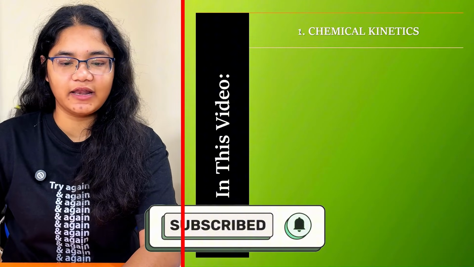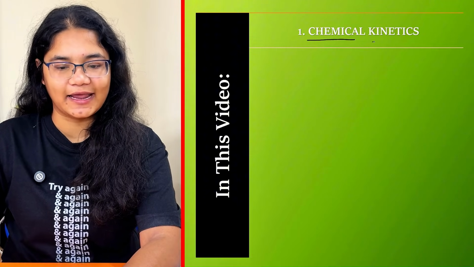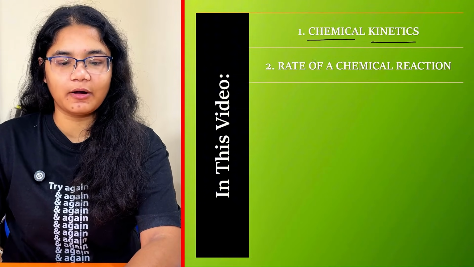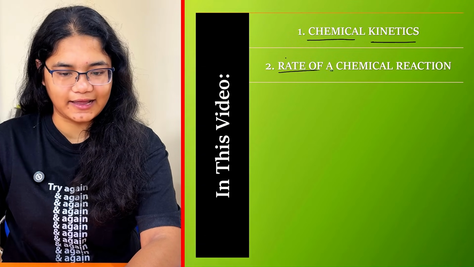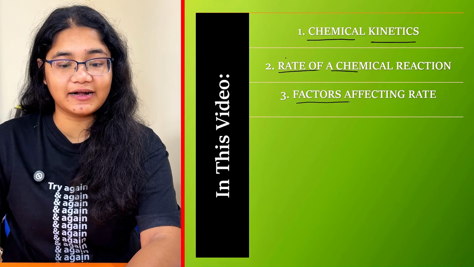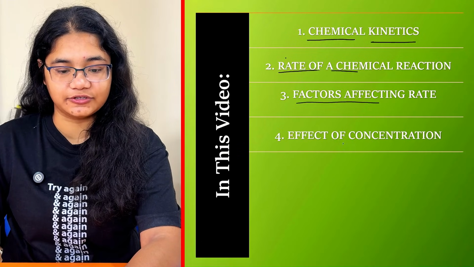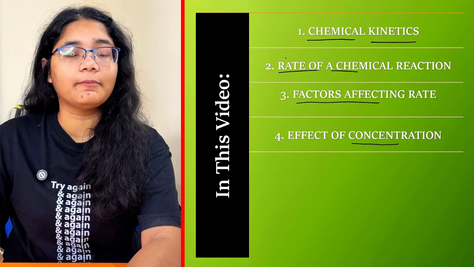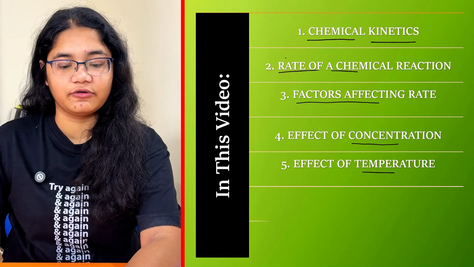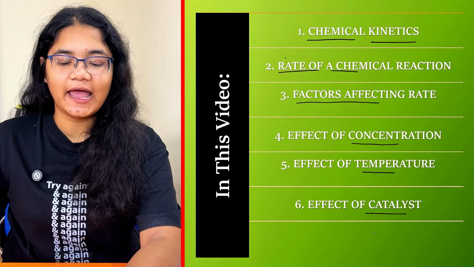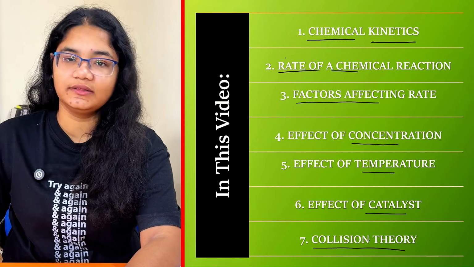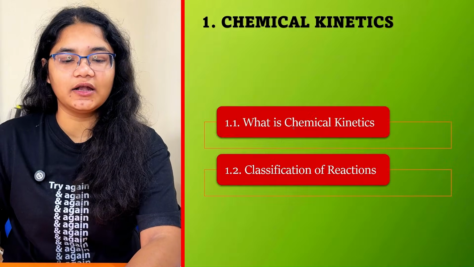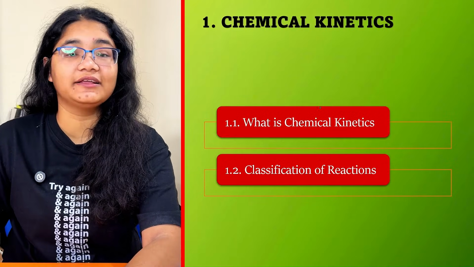So first of all, we will understand what chemical kinetics is. Next we will talk about the rate of chemical reaction. Next, we will discuss the factors affecting the rate of a chemical reaction. Then we'll talk in detail about the effect of concentration, effect of temperature, effect of catalyst, and at the end we'll study collision theory. Okay, so let's start with first understanding what chemical kinetics is.